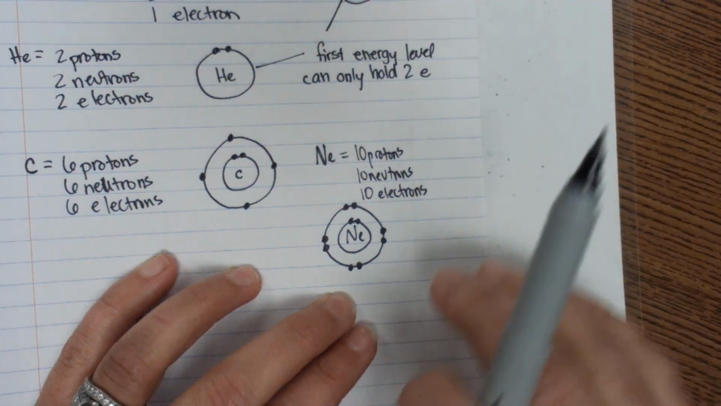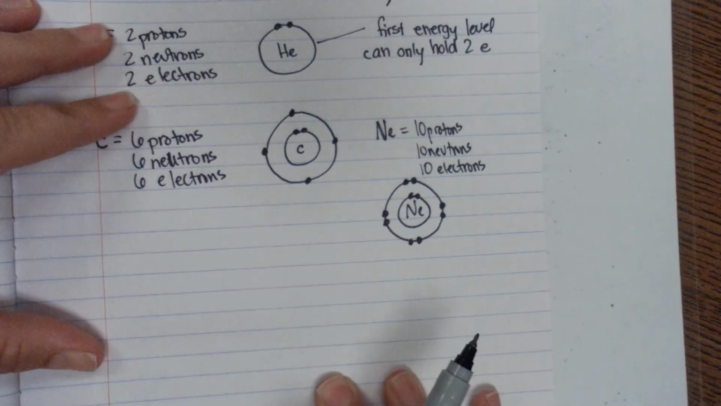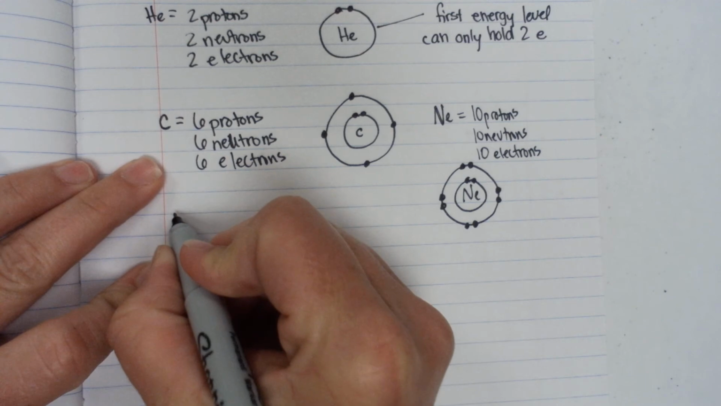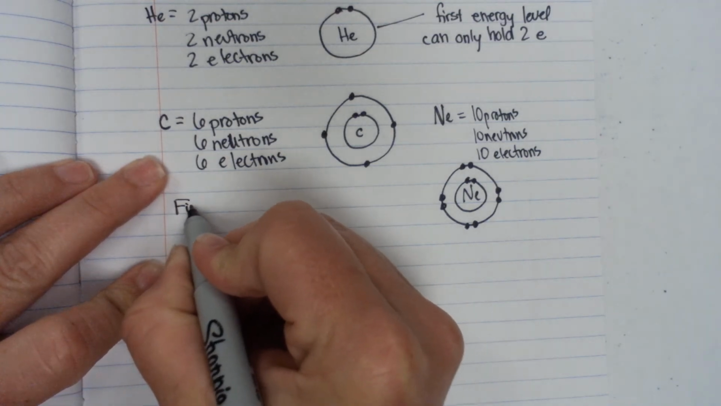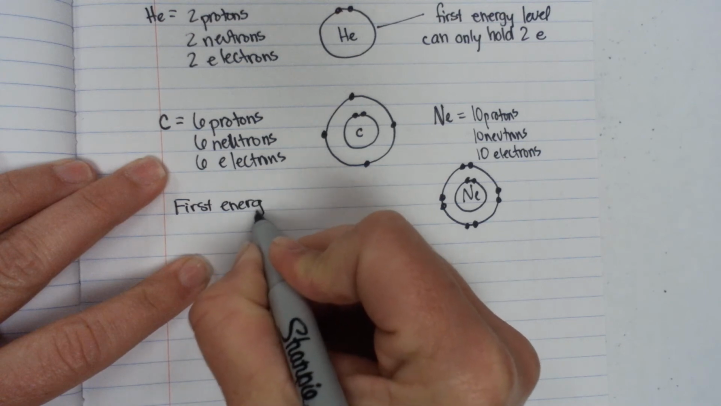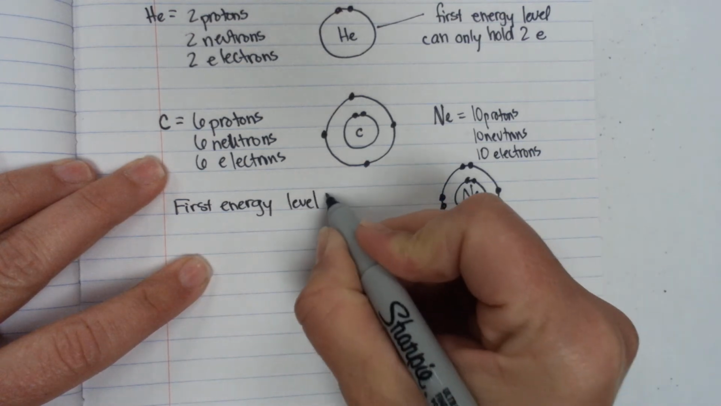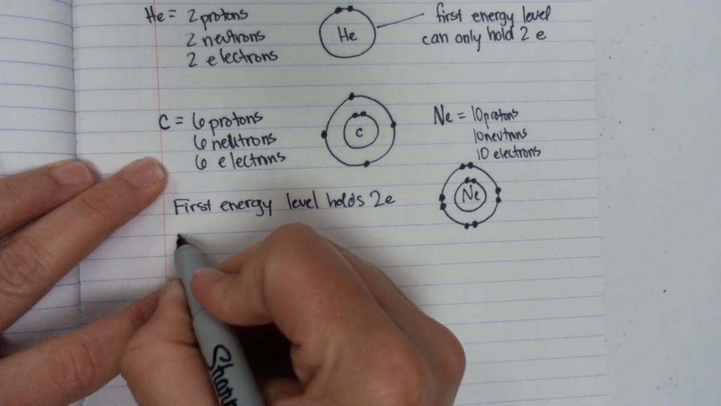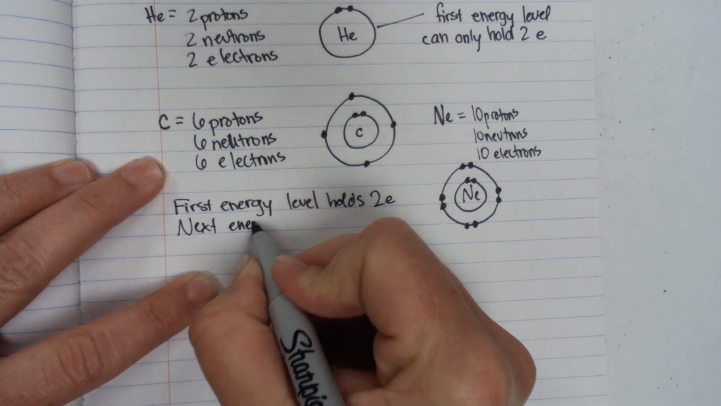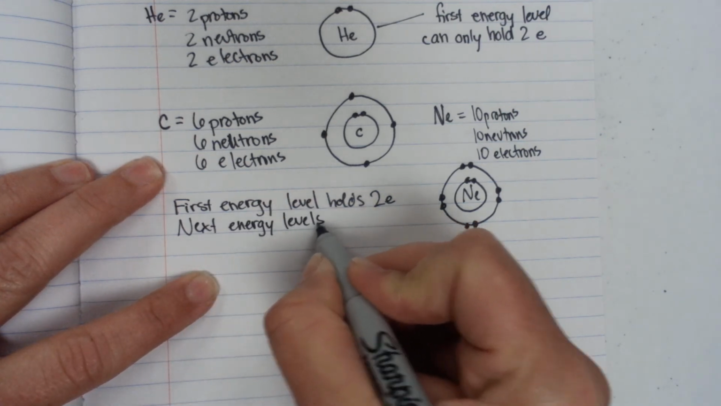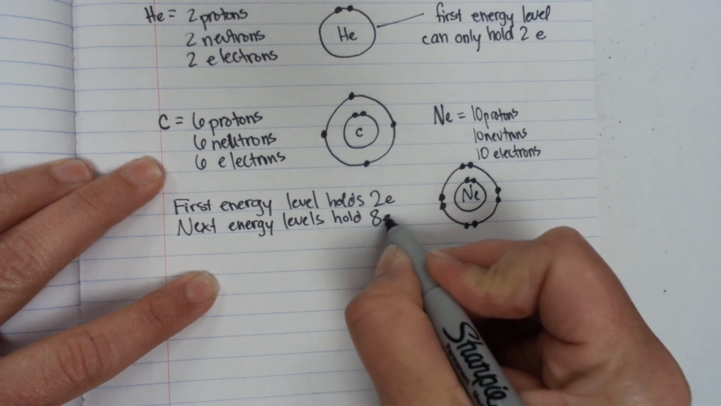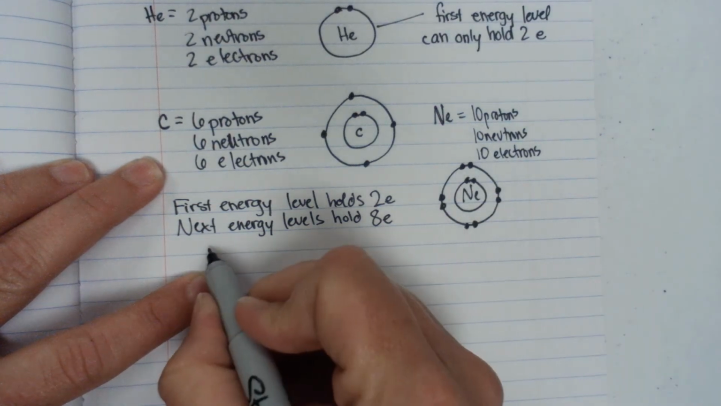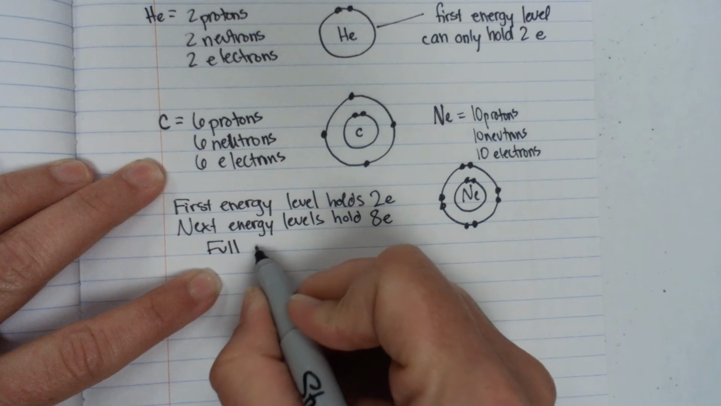Alright, so let's digest a couple of pieces of information that we have discussed but that we haven't explicitly written out. So the first energy level holds 2 electrons. The next energy levels hold 8 electrons. When an energy level is full, it is stable or satisfied.